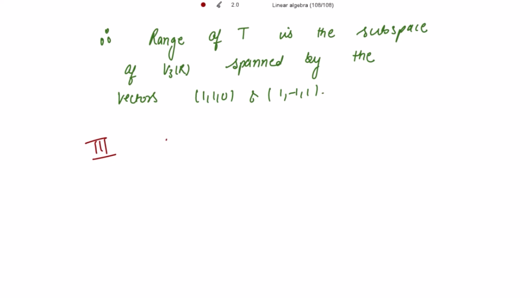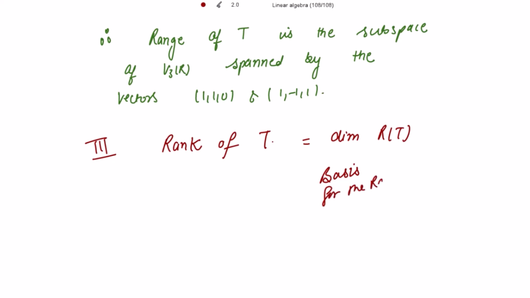Next, now we need to find the rank of T. What is the rank of T? It is the dimension of the range of T. To find the dimension of the range of T, we need to get the basis for the range of T. And the number of basis vectors denotes the dimension of R(T). That will be the rank of T, right?